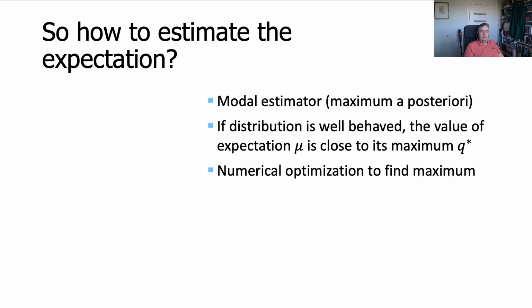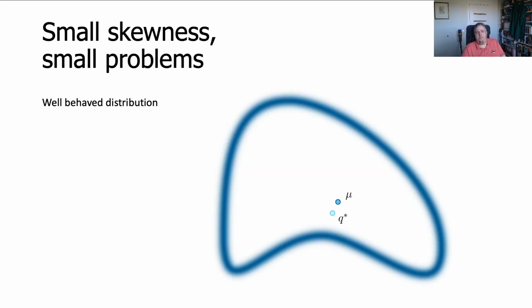So we are using numerical optimization to find such a maximum of the probability density function. In the case of well-behaved distributions, where there is not much skewness, not many problems, the actual expectation is rather close to the mode, so such an approximation is usually enough.